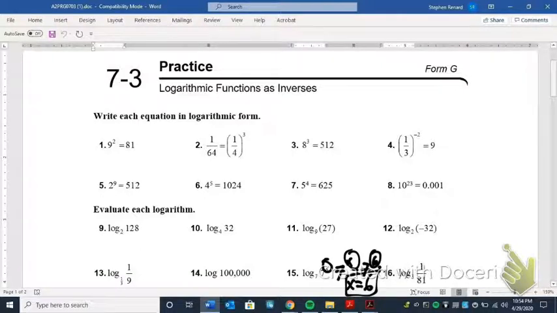Now here, look at 14. So 14, there isn't a base. So hopefully you guys remember that when we're dealing with logarithms and there isn't a base, that base is 10. So here we go, 10 to the x equals 100,000. 100,000 is the same thing as 10 to the 5th. So we get x equals 5.